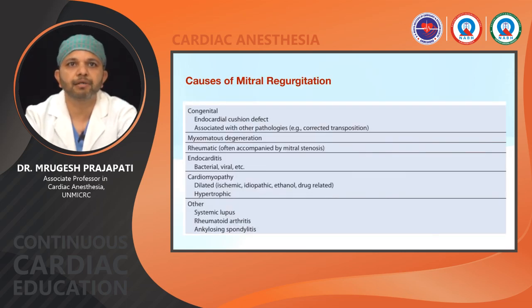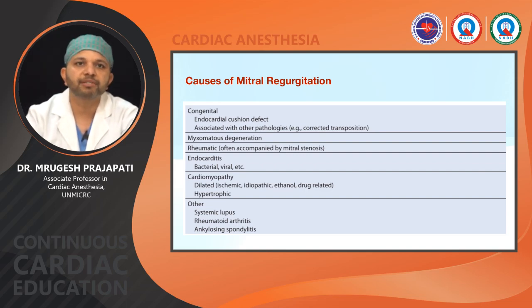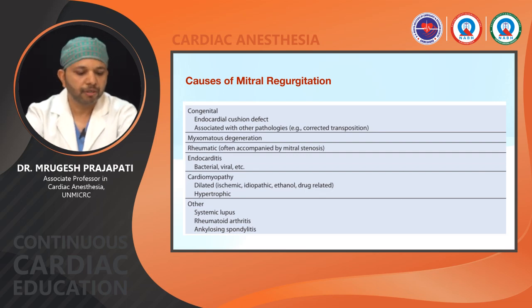So, if we discuss the causes of the MR, it is mainly congenital like endocardial cushion defect, myxomatous degeneration, rheumatic, endocarditis which may be bacterial or viral, cardiomyopathy like dilated cardiomyopathy, ischemic, idiopathic, ethanol cardiomyopathy, and other causes include SLE, rheumatoid arthritis and ankylosing spondylitis.